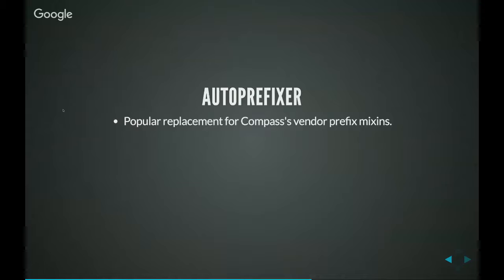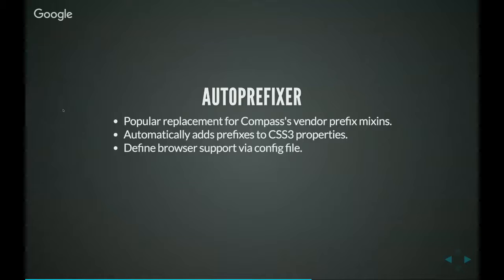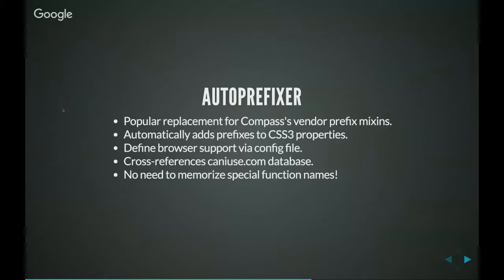And then we noticed this tool called Autoprefixer. It is a popular replacement for Compass. It automatically adds those CSS3 vendor prefixes for you, which I showed. You define your browser support yourself, so it's not based on whatever version of Compass or Sass you're using. It's defined in a config file, which then cross-references a caniuse.com database to determine what vendor prefixes are actually needed for the browsers you configure. No more memorizing special function names. There's no @include. You just write display flex, for example, and Flexbox magically starts working.